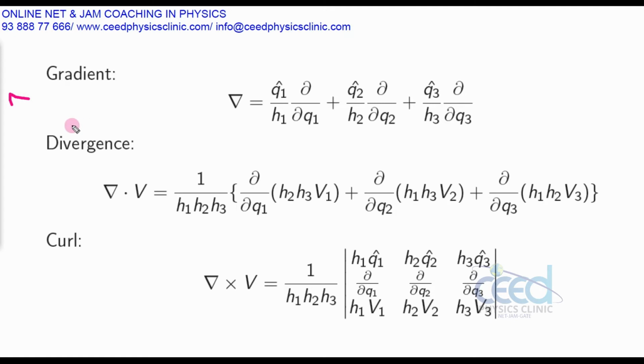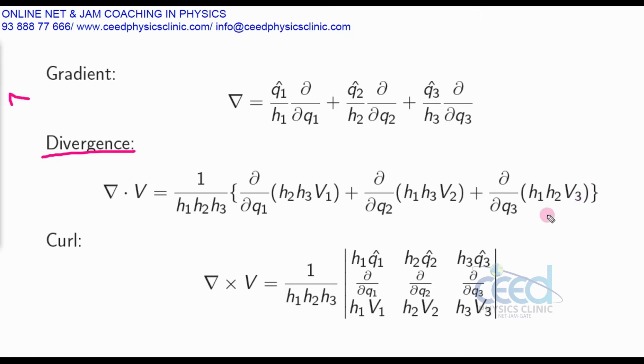Now the general expression for divergence: div v is equal to 1 by h1 h2 h3 into dou by dou q1 of h2 h3 v1, plus dou by dou q2 of h1 h3 v2, plus dou by dou q3 of h1 h2 v3.